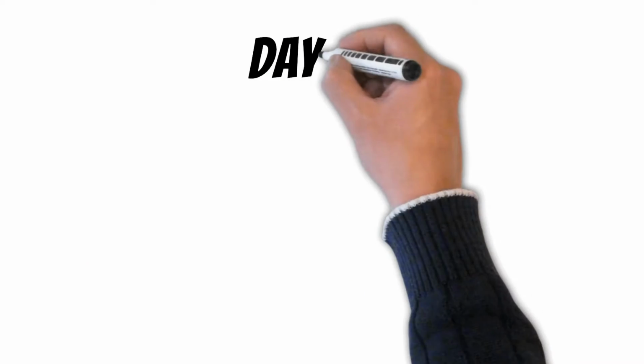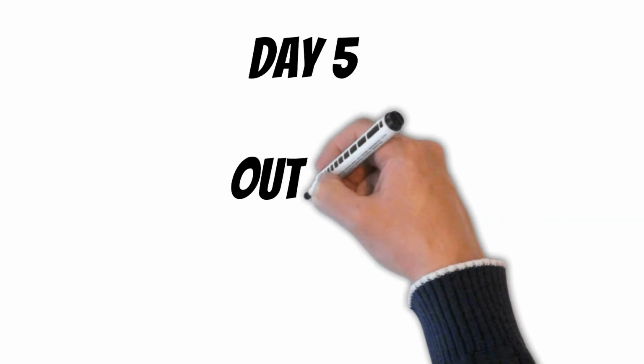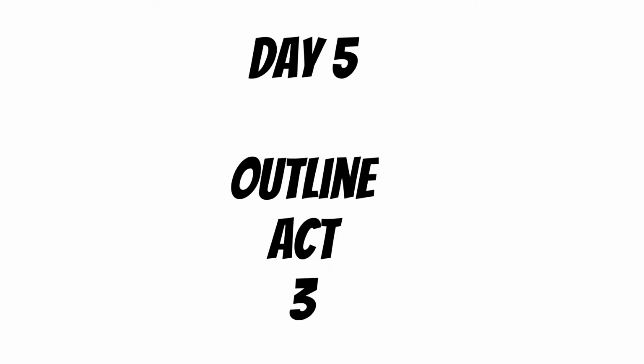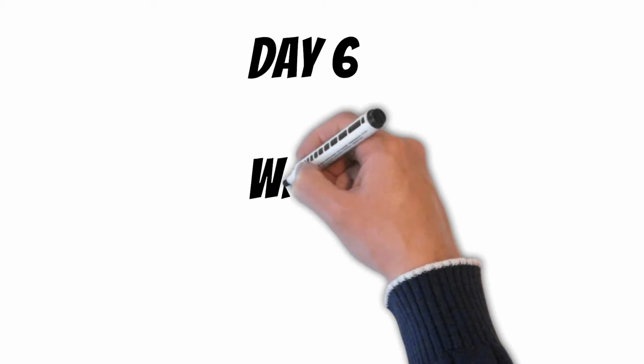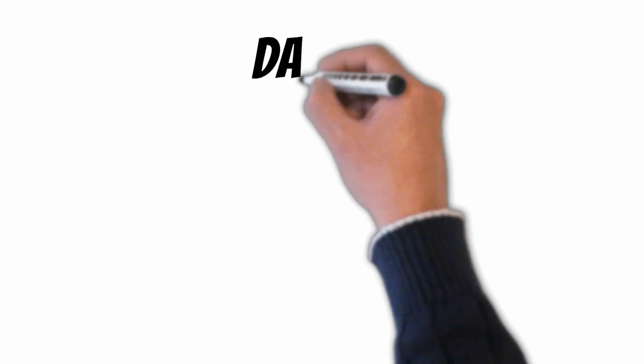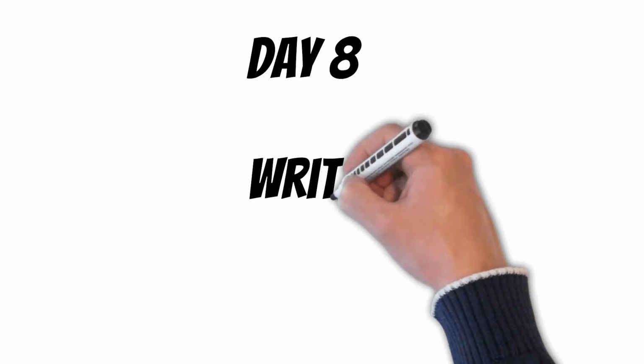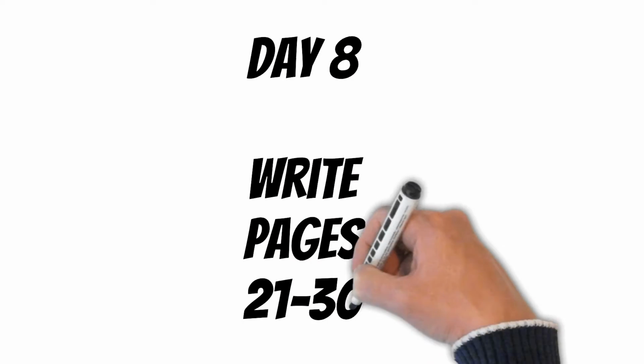For day four, you're going to outline act number two, which means on day five, you're going to be doing the outline for act three. Once that outline is done, for day six, you're going to write the first 10 pages and so on and so forth, right? Day seven, you're going to write the next 10 pages after that, which would be to page 20. Day eight, you'll get up to page 30. On day nine, you're going to get up to page 40.